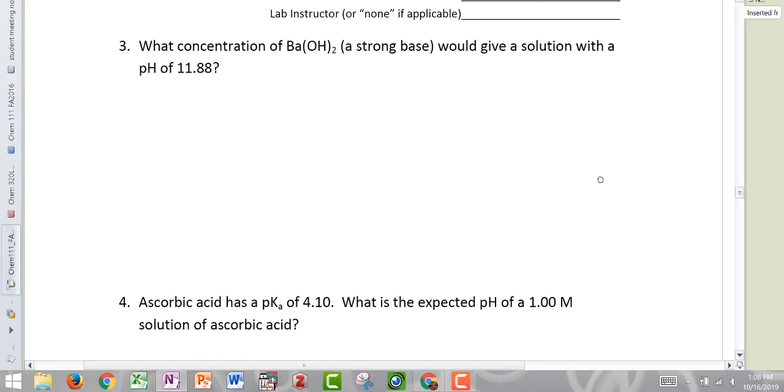What concentration of barium hydroxide, a strong base, will give a solution of pH 11.88? What do you see? I see a pH, so I'm in acid-base land, most likely. Strong base, that's my biggest cue. That's one of the subcategories of acid base. Hydroxide is the only strong base we work with in water, and only the first two columns have the salts of strong bases for us. Have pH, want barium hydroxide.